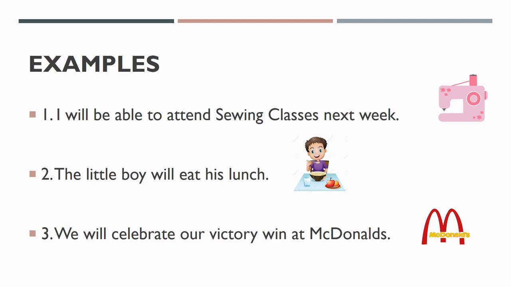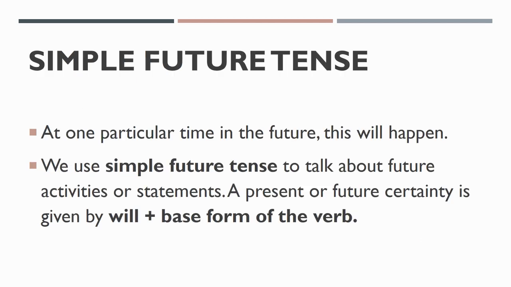And last but not least, number 3, we will celebrate our victory win at McDonald's. Has it happened yet? No. We will celebrate our victory win at McDonald's, which means it will happen in the future. Simple future tense. At one particular time in the future, this will happen. We use simple future tense to talk about future activities or statements. A present or future certainty is given by will plus the base form of the word.